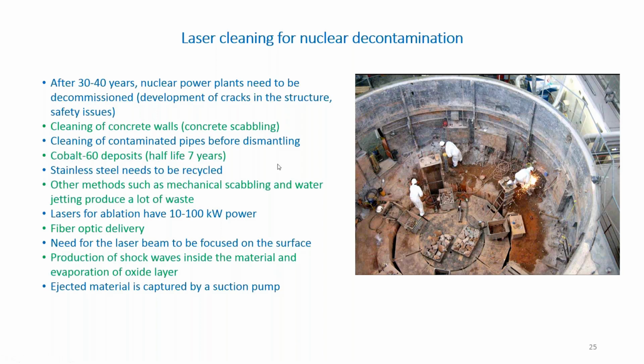And some of these pipes in the nuclear power plant can be cleaned and recycled. They're expensive stainless steel. So one can use laser ablation, 10 to 100 kilowatt power in near infrared with optical fiber delivery to clean these nuclear power plants that are to be decommissioned, and then basically recycle the metal parts and dispose of the concrete walls.